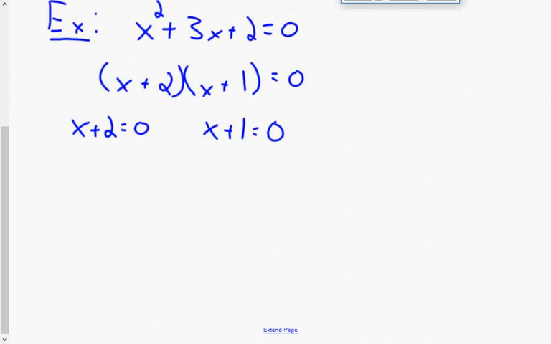Okay, so both of these equal 0, and then you just solve for x. I have to get x by itself. x equals -2, x equals -1. So those are my x-intercepts. That's it. Basically, you could just reverse the FOIL and then make them negative. That's all you're doing. It can be a little more complicated, but this is actually easier.